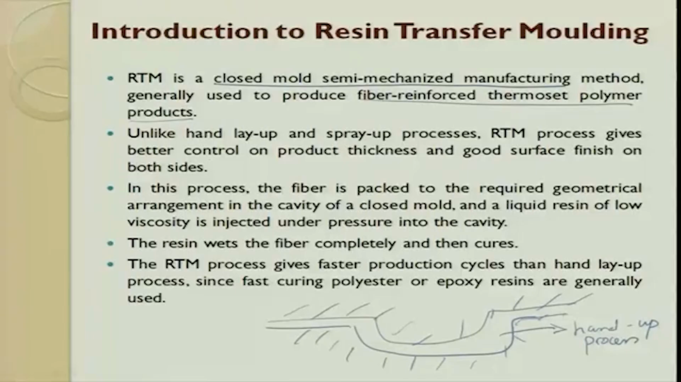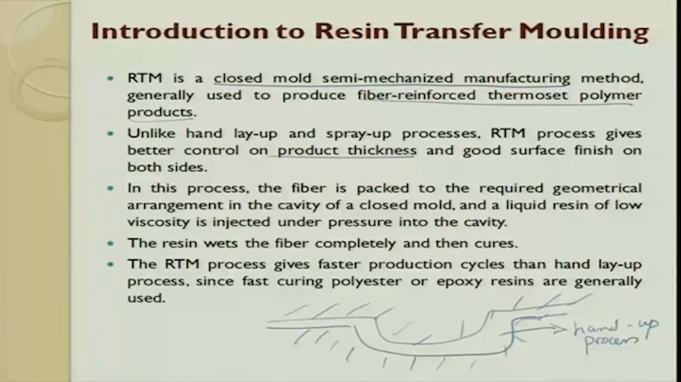The RTM process gives a better control of product thickness and good surface finish. Product thickness plays a very important role, because if you have variation in the product thickness, the performance of the composite goes down. If you have variation, that means to say you can have resin rich zone and fiber rich zone. So, it is not uniform. And the failures can easily start from those places.